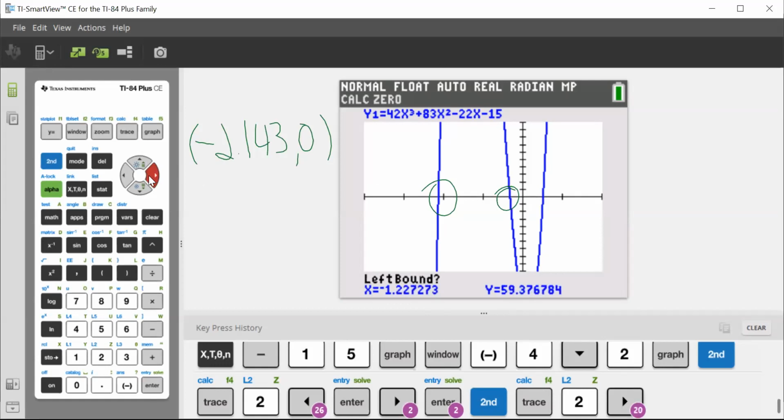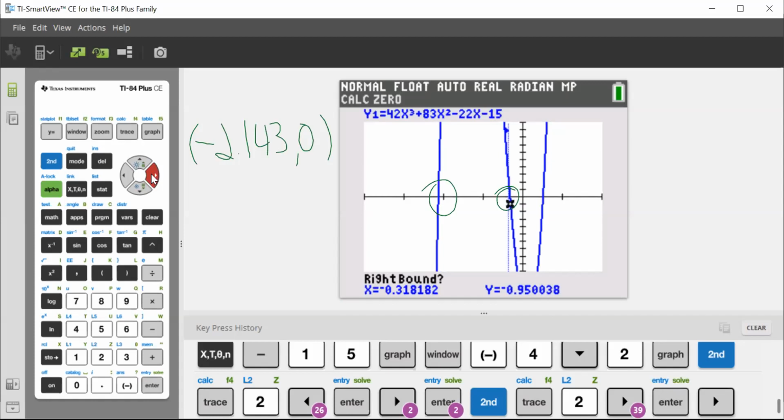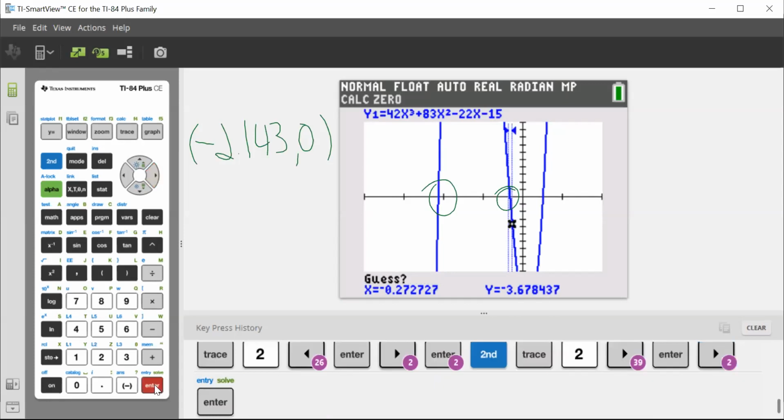Sometimes it takes a while to get the marker here to show up. Okay, there it is. So we're at negative 0.36. That's less than negative 0.3. So press enter, and then go a little bit bigger. Maybe right there, negative 0.27. That's bigger than negative 0.3. Press enter again. And here we find that our 0 is at negative 0.333 repeating, which you might recognize as negative 1/3, 0. Okay. And you could repeat that process again for the last one.